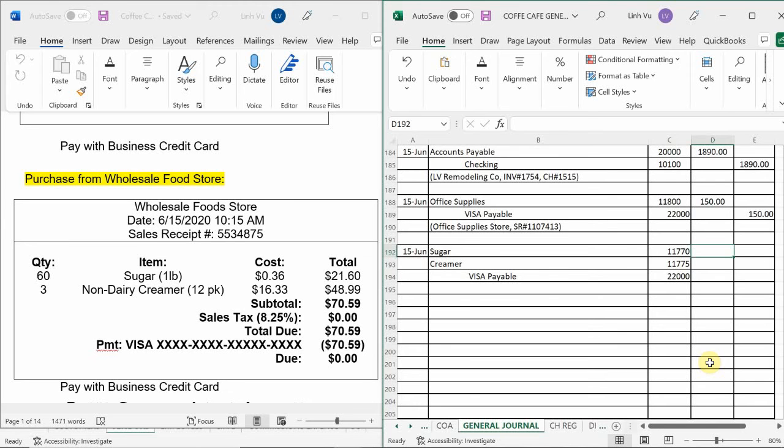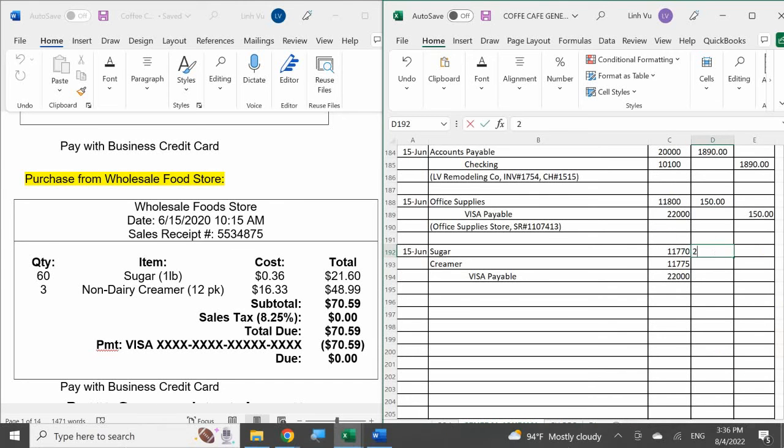So how much sugar did I buy and how much creamer did I buy? Sugar was 21.60, and then creamer was 48.99, for a total of $70.59. Good. Okay.